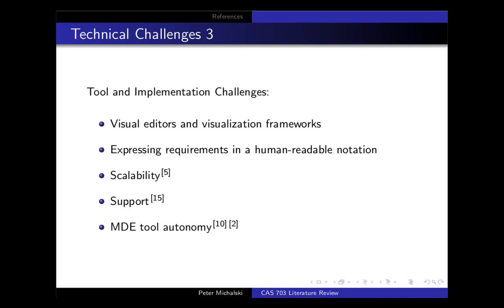Complex systems are described using different heterogeneous views. Correspondence among these artifacts needs to be considered, especially when these artifacts span several stakeholders. In this context, expressing requirements in a human-readable notation that is also understood by a computer program is of high importance. Scalability is noted as a challenge in model-driven engineering.